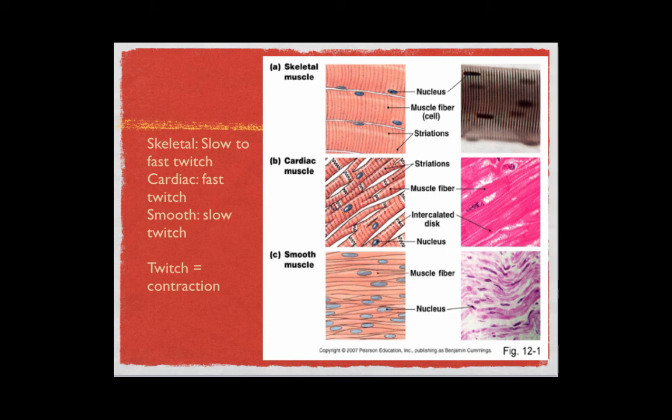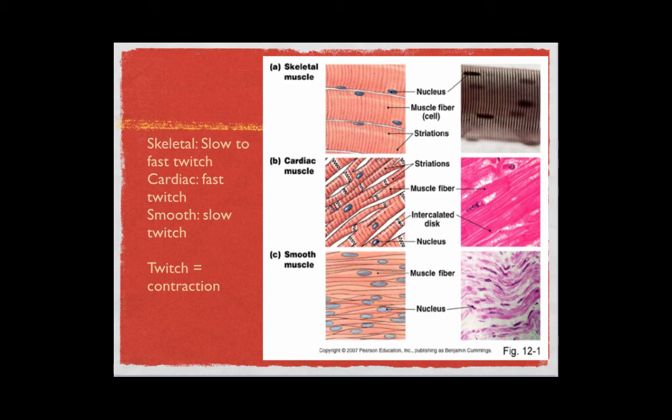We can categorize muscle fibers based on whether they are fast twitch or slow twitch. And this classification is basically what it sounds like. So fast twitch muscles contract quickly, whereas slow twitch muscles contract slowly. Skeletal muscle tends to have a mixture of fast and slow twitch fibers. So for example, your bicep muscle is made up of lots and lots of muscle fibers. Some of them are fast twitch, some of them are slow twitch.